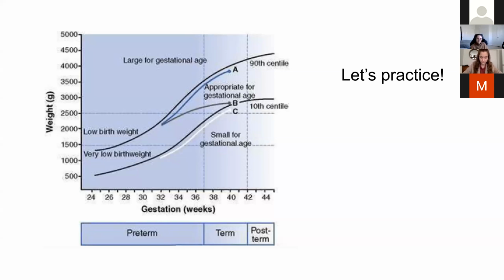Cool. So, sorry, I haven't given you a lot of time, but we can see here, this black line at the top is the 90th centile, and this black line at the bottom is the 10th centile. So this baby A, the blue line, is tracking in an appropriate projection. It's got a good trend of growth, and it's just below the 90th centile. So this baby is good. They're appropriate for their gestational age. So we're not concerned about this baby.